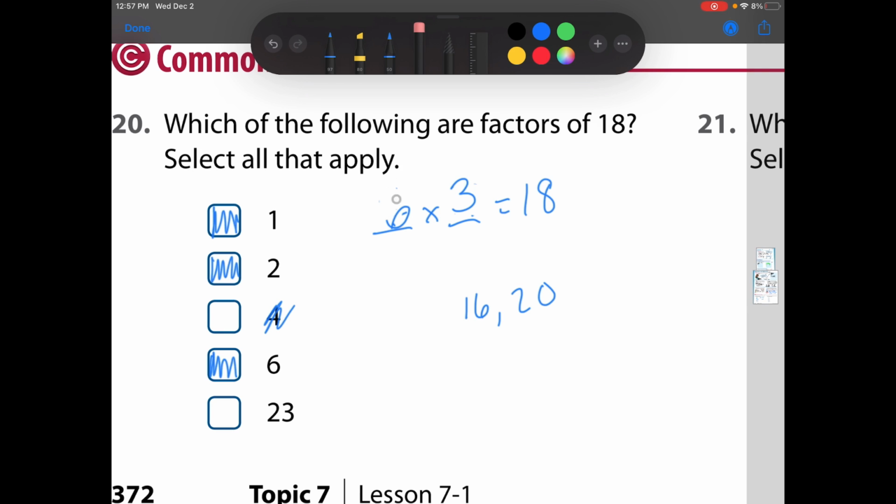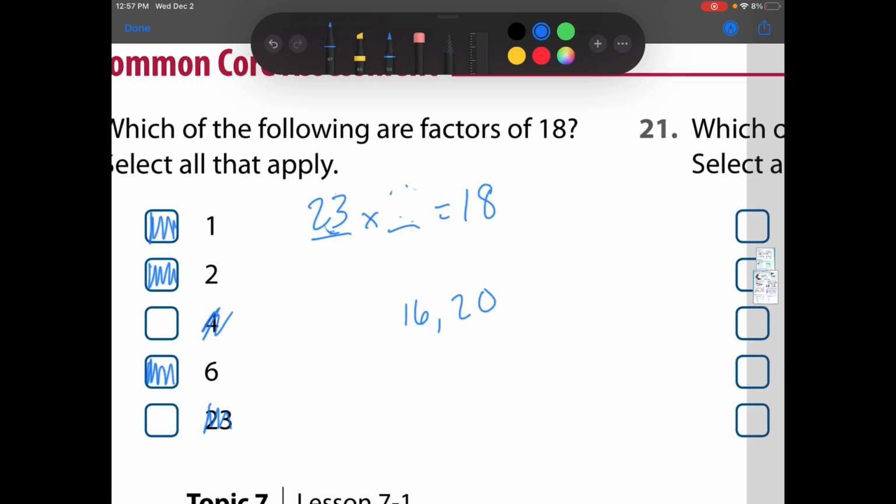And this last one I think should be kind of obvious. What if it's 23? Well, it can't be because this 23 is bigger than the 18. And the smallest number we can put here is 1. And 1 times 23 is not 18. So we leave 23 off. So our answers are 1, 2, and 6.